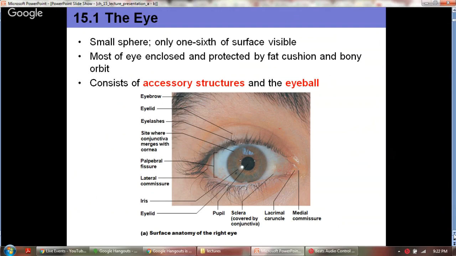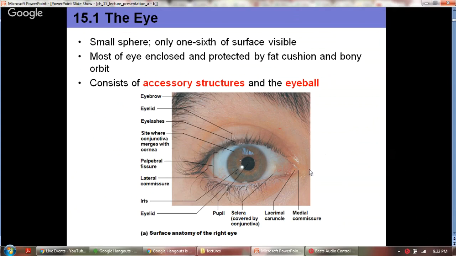The bony structure gives a hard structure around it, and the fat layer is cushioning. You might have seen it at the lab, the fat layer as a yellowish or light yellowish colored tissue, or more towards whitish in consistency. The eye also consists of accessory structures and the eyeball.